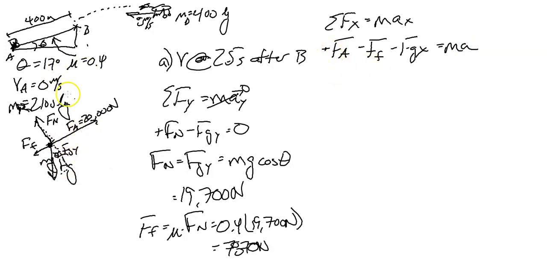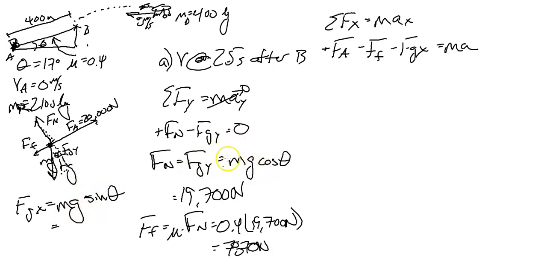This force applied is, of course, that 20,000 newtons. This force friction is, well, it's negative because of this, but 7,870. And this force gravity in the x, well, it's going to be very similar. Let's go ahead and just do it right down here in the corner, so it's kind of separate. And that's that mg, the hypotenuse, and the x right down here is going to be opposite of the angle, so times the sine of the angle.